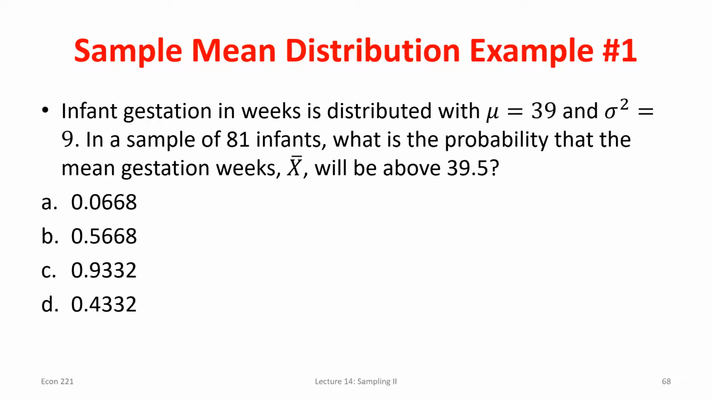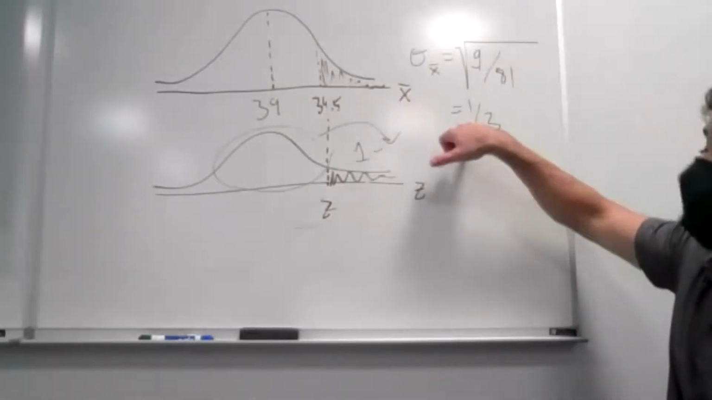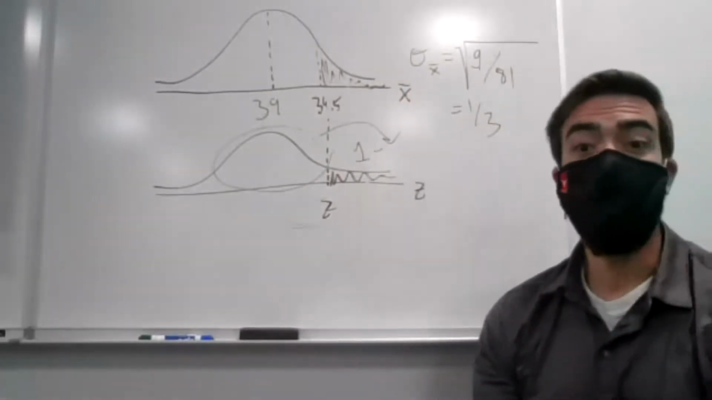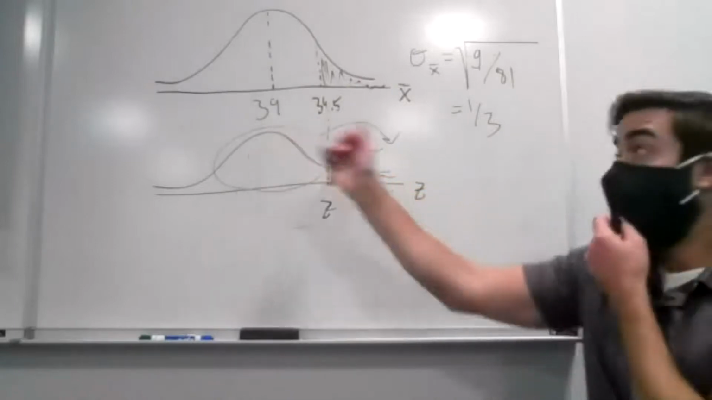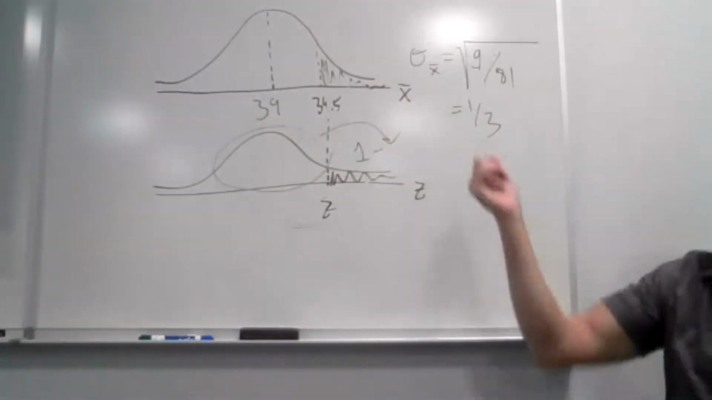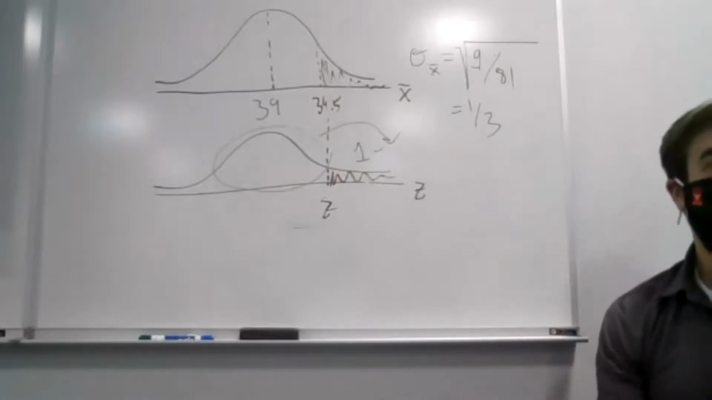But once we look at the distribution of sample means, the variance of those sample means is impacted by the sample size you take. So if the original variance of the data was 9, but I take a sample of 81, well, we said, right? My standard deviation is only 1/3. So even though 39.5 is only 0.5 away from the mean, that's more than 1 standard deviation, right? It's actually like 1.5 standard deviations away.